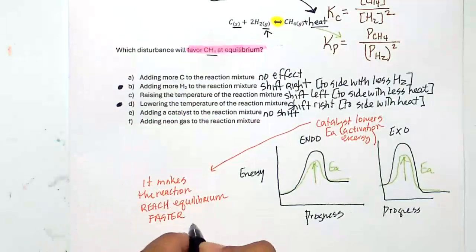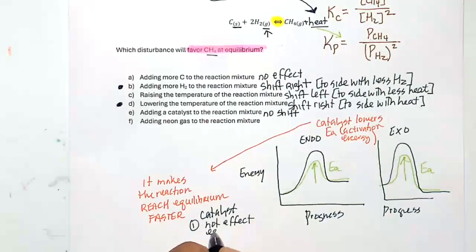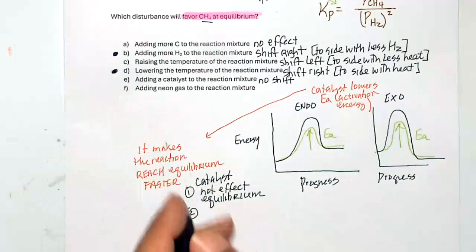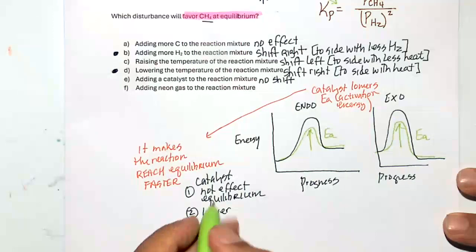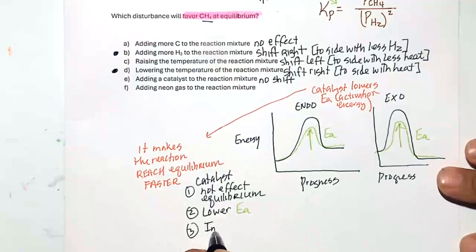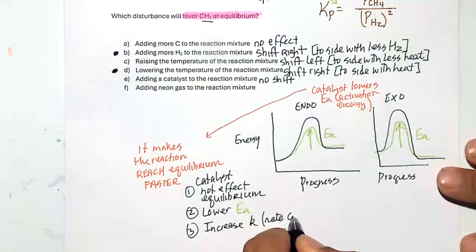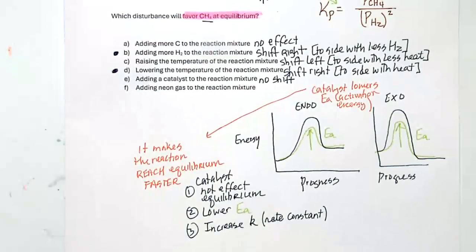Okay, so that's number one. A catalyst will not affect equilibrium, which is the answer to part E. A catalyst will lower EA. And finally, a catalyst will increase rate constant k. Okay, this is the rate constant. Okay, not equilibrium constant, rate constant.